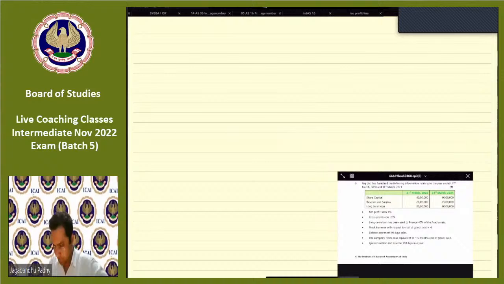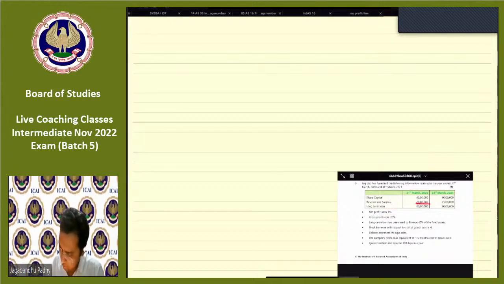Question 8. It says following information, share capital, opening and closing is given, reserves and surplus opening closing and long-term loans are given, opening and closing. Net profit is 8%, GP is 20. You see, all these are percentages. So I need some number to solve it, right? Debenture 90%. Assume ignore taxation, assume 360 days. Company holds cash equivalent to 1.5 per month. Net profit ratio is 8%.